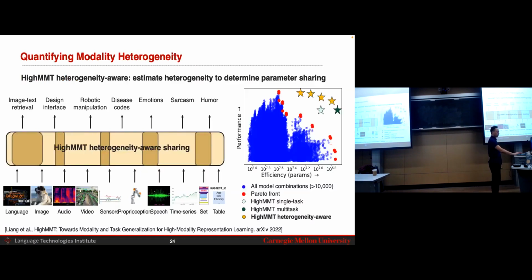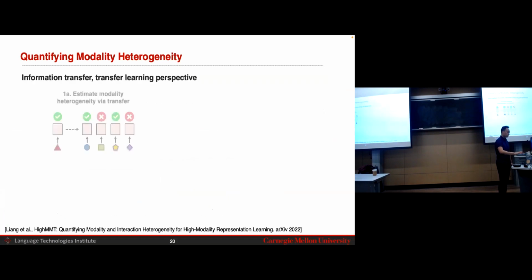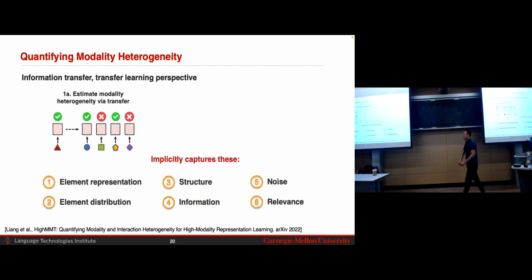But again, this obviously doesn't solve everything. This is a very implicit way of estimating heterogeneity, right? Because essentially you're computing whether a model is able to transfer from one modality to the other. So it's basically dependent on the model. You're assuming that this model actually captures the elements and the structure and the information and so on. But it doesn't explicitly, for example, tell you what's the difference in structure between red and blue, or tell you the difference in noise between red and blue.